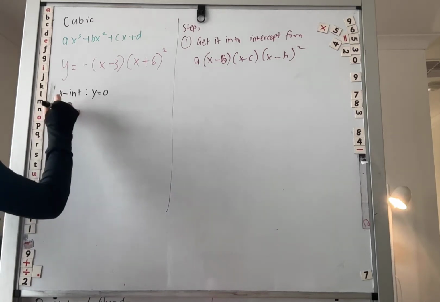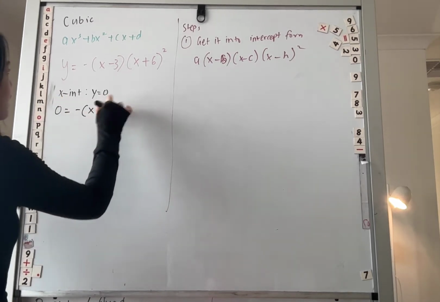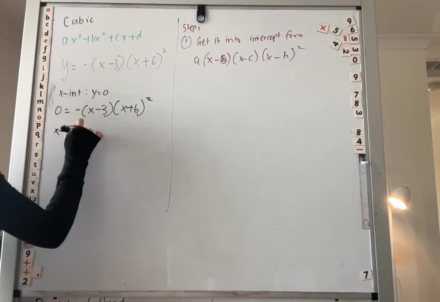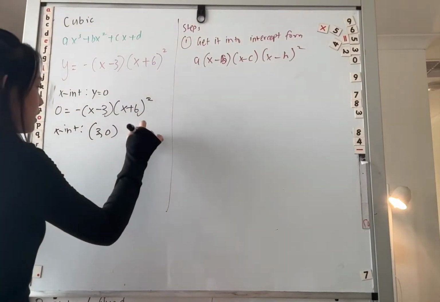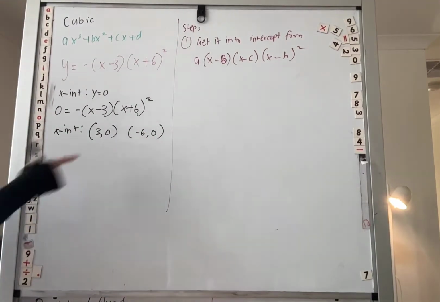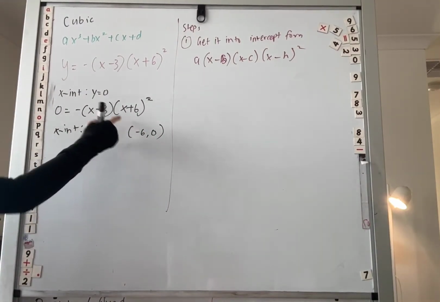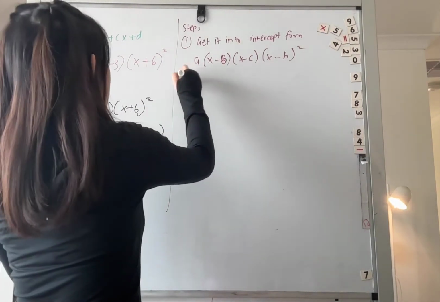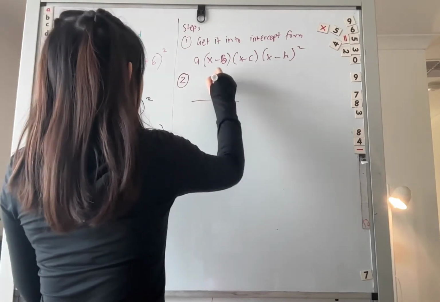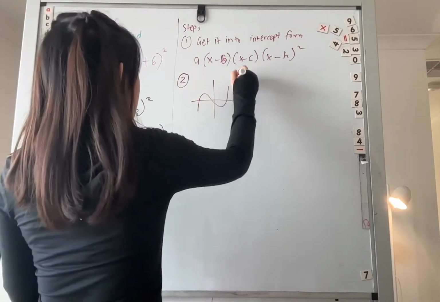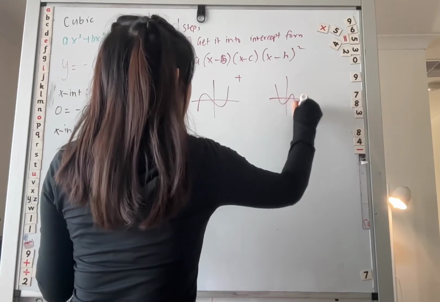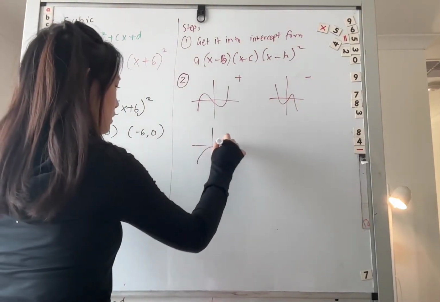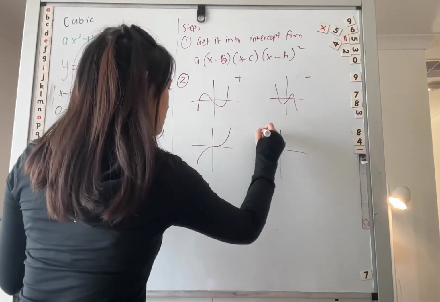Well, obviously by using null factor law, we can see x plus 6 squared, your x-intercepts are 3, 0 and negative 6, 0, right? But you realize that this is a turning point and relate to the basic function of the graph. So what does a basic cubic look like? It looks something like this if it's positive, and it looks something like this if it's negative. Or you'll see ones that also look like this, and ones that also look like this.